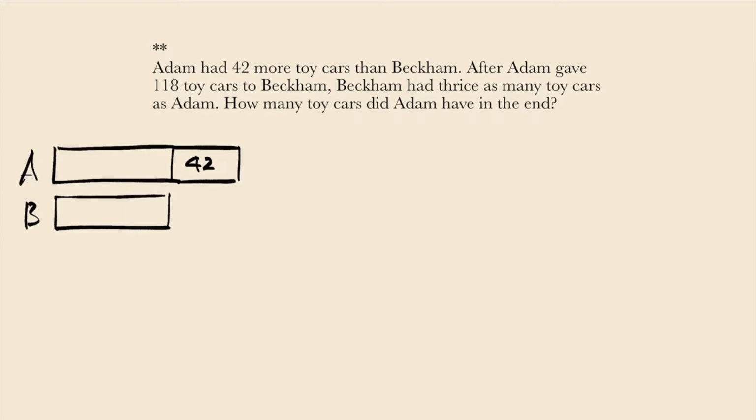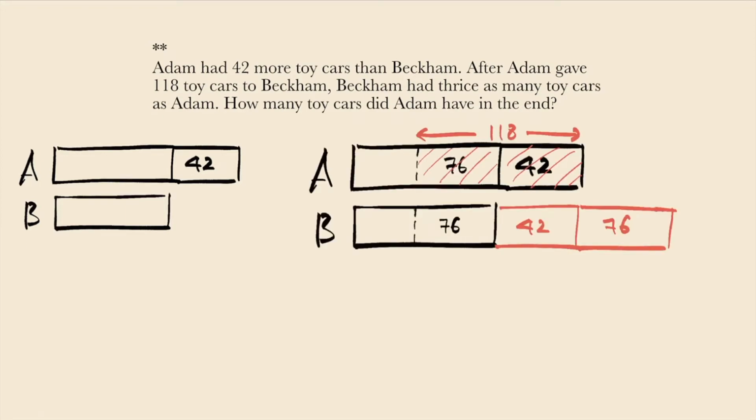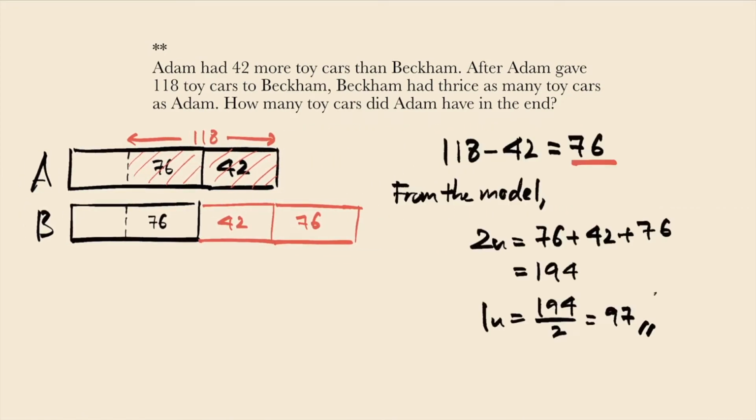Adam 42 more than Beckham, okay. After Adam gave 118. Now, Adam giving 118. See this 42 here? It's definitely going to Beckham. Even more, what's this portion here? 118 minus 42. So that's our first step. 118 minus 42, 76. So this 76 is going there. This 42 is coming here. That's a total of 118 transferred.